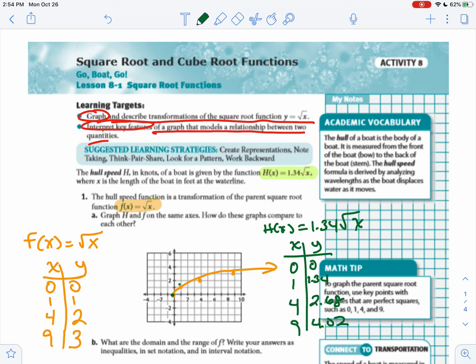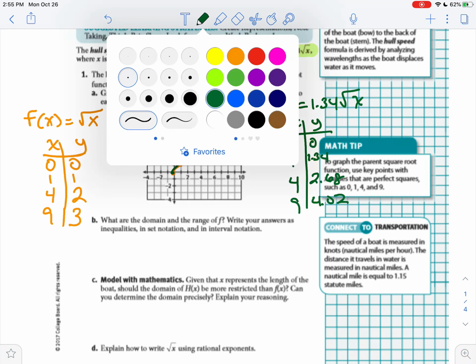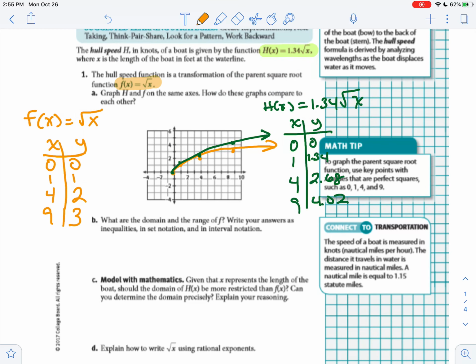Now I will graph those. 0, 0 is there at the origin. Over 1, up 1.34 is just a tiny bit higher than before. Then over 4 is up at 2.68, so again, a little bit higher than it was before. And then at 9, it's up at 4.02, so again, higher than it was. So it's just slowly increasing. It's not that big of a multiplier.